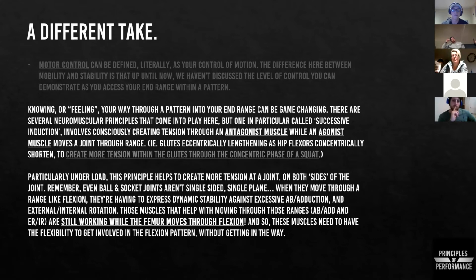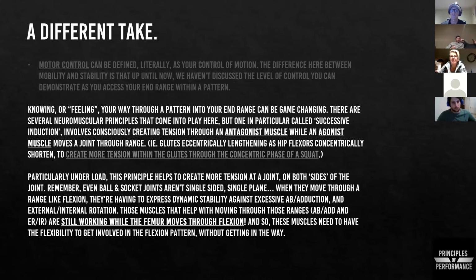So we continue on. These muscles that help with moving through the range, abduction and external internal rotation, they're still working while the femur moves through flexion. And so these muscles need to have the flexibility, and we're going to talk about flexibility next, to get involved in the flexion pattern without getting in the way. This is an important thing to remember. So if you're going to write any notes, write this down. The flexibility to get involved in a pattern without getting in the way of the pattern.